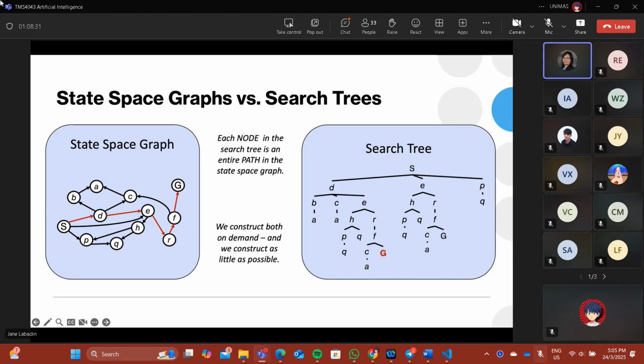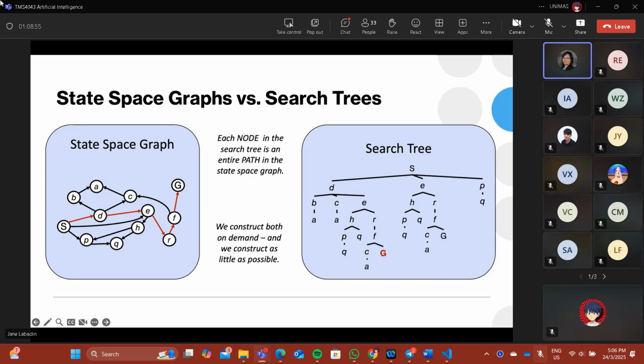And the path is shown in red. Okay. So S, D, E, R, F, G. So S, D, E, R, F, G. So getting into this G is shown in here.